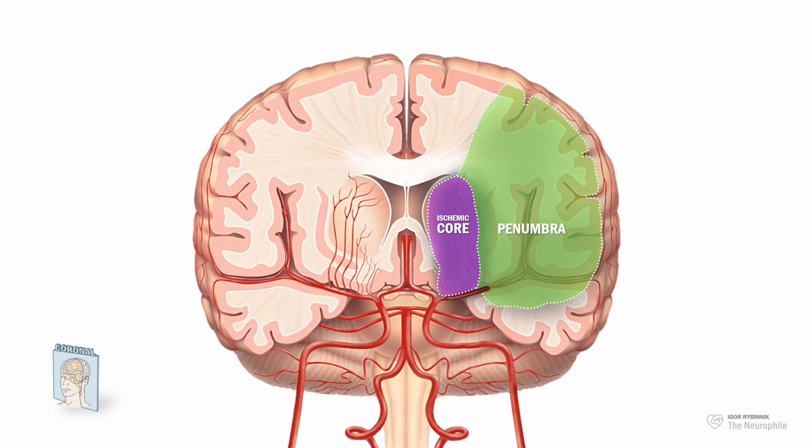But there's a much larger territory, the penumbra, that is getting suboptimal blood flow from collateral vessels, like the anterior cerebral and posterior cerebral arteries. And because of these collaterals, the brain tissue can tolerate a reduction of blood flow for some amount of time. There's not much you can do about the ischemic core, but if the blood flow is restored quickly enough, penumbra will become normal tissue.